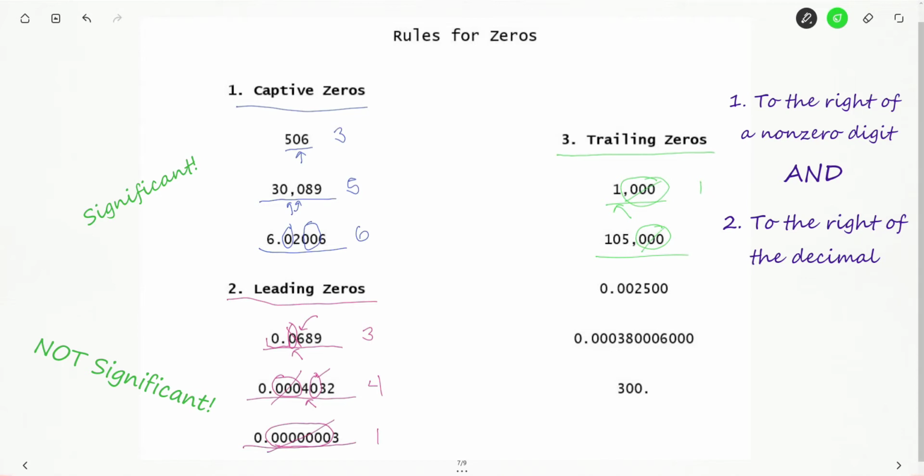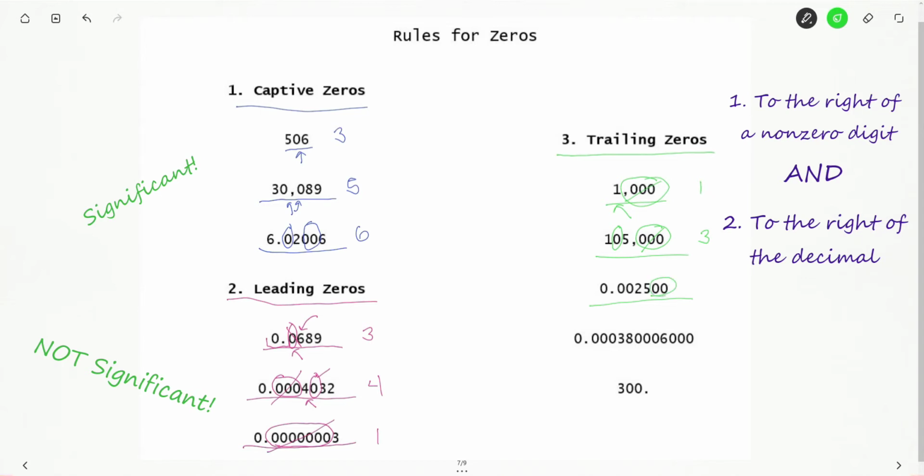You do not count. But what about this guy here? Yay, this is one of my easy ones. That's a captive 0. Yes, that one is significant. My second example has 3 sig figs. All right, let's keep going because these can kind of be tricky.